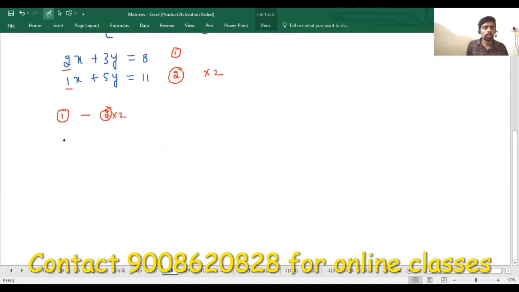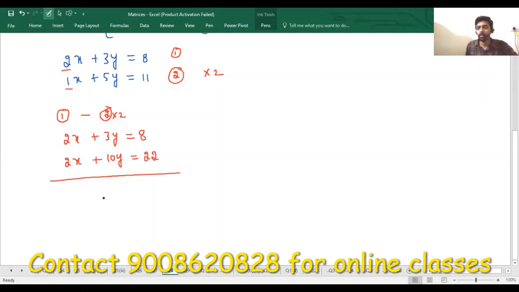So first equation as it is, 2x plus 3y equals 8. So now the second equation, I'll multiply by 2. So 2 into x is 2x plus 2 into 5 will be 10y, and that is equals to 11 into 2 will be 22. So please change the signs. Plus becomes minus. So 2x will get cancelled, guys. 2x and then 2x will get cancelled. So now 3y minus 10y.